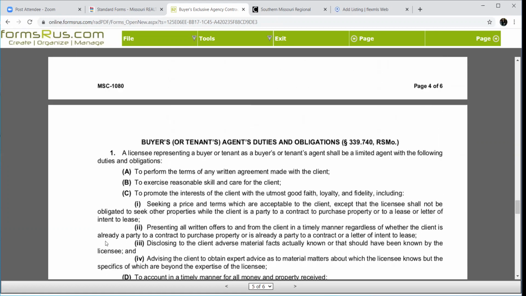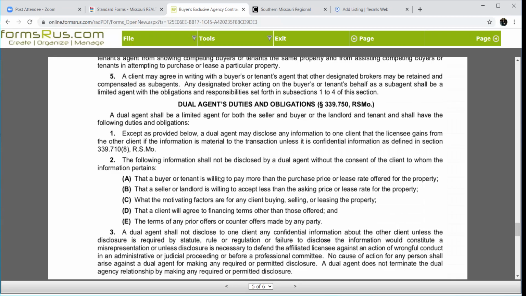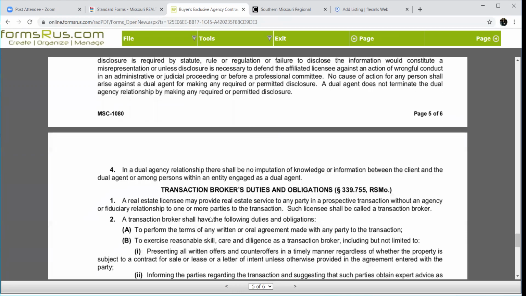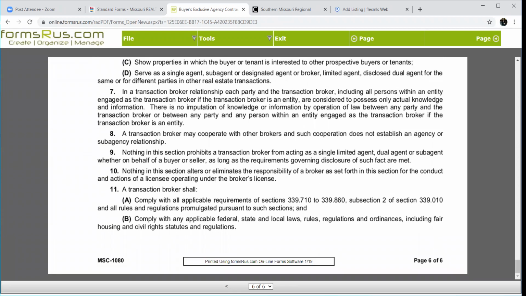The last 2 pages are just like the listing agreement. On the seller side, it just tells about what I'm going to do as a buyer's limited agent. Here are my dual agent duties, and again, I usually bring them down here to explain that dual agency to them, that I can't do these particular things. And then the last page is all transaction broker, about what you can and can't do. So, questions about the employment side of things?